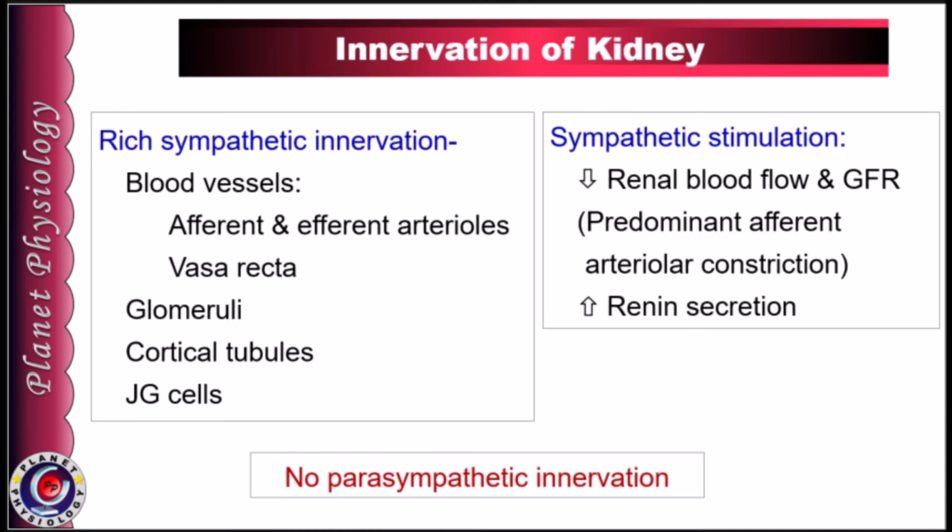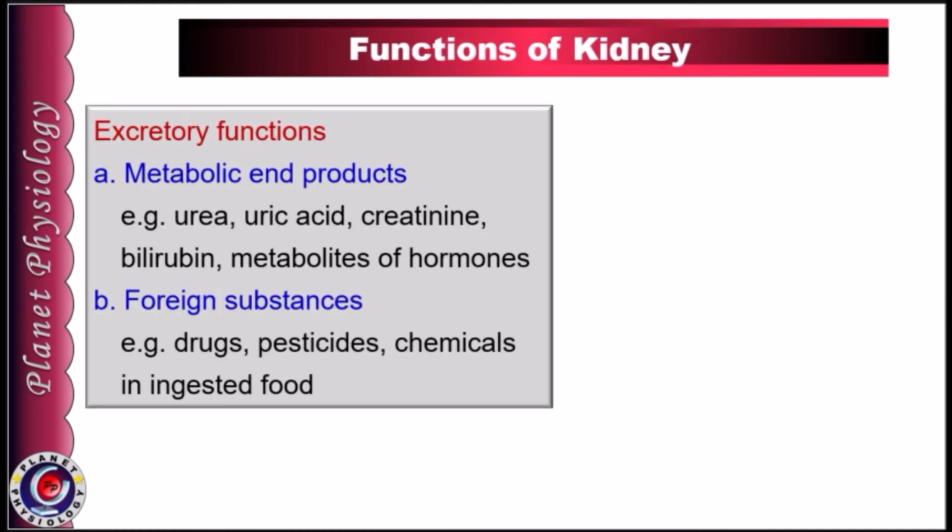Now let us throw some light on functions of kidneys. Grossly, we can divide functions as excretory functions and non-excretory functions of kidney. The first excretory function of kidney is excretion of water-soluble metabolic end products of the body like urea, uric acid, creatinine, bilirubin and end products of hormone degradation. Apart from these, kidneys also excrete foreign substances that enter the body through various routes like drugs, pesticides and chemicals ingested along with the food.